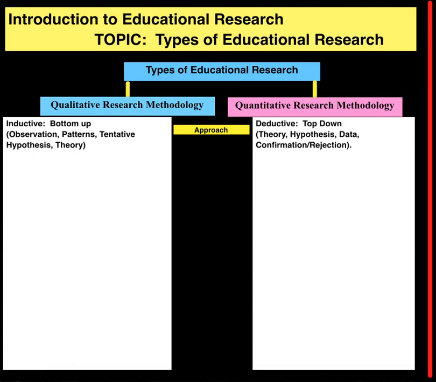Now, qualitative research, as you can see on the left side of your screen, works from the bottom up. It starts out with pure observation, and it collects a great deal of narrative data. And then it starts to look for patterns in that data. Certain patterns and categories start to bubble up. And then a tentative theory or hypothesis may be developed. And eventually a theory may come out of that bottom-up approach. And that is the inductive approach.